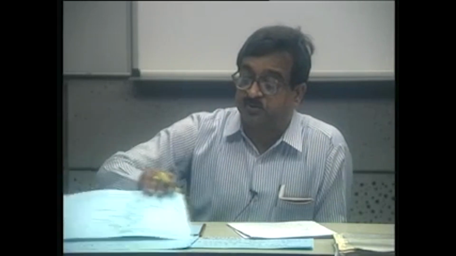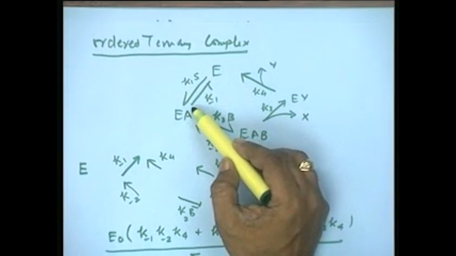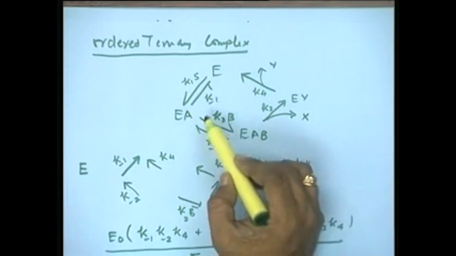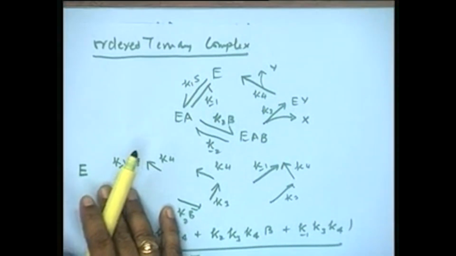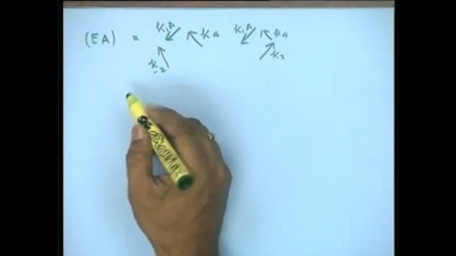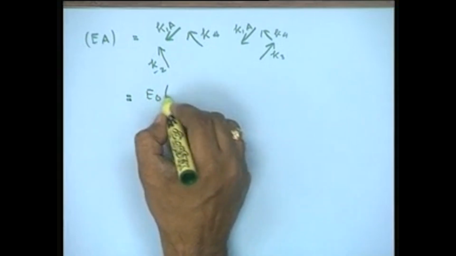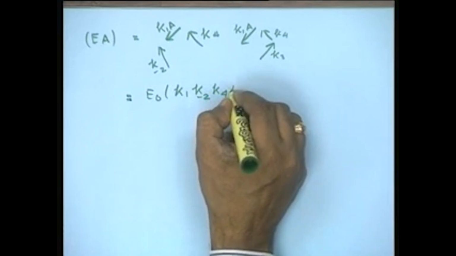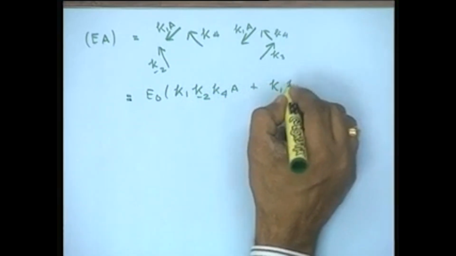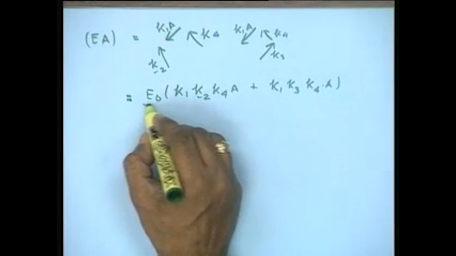And now I would again like to remind you that, just as a matter of convenience, we consider only those steps which lead to the synthesis of EA. All steps which go outside from the EA are not taken into account. And so, the concentration of EA will be given by E naught K1 K minus 2 K4 into A plus K1 K3 K4 into A, whole upon sigma.